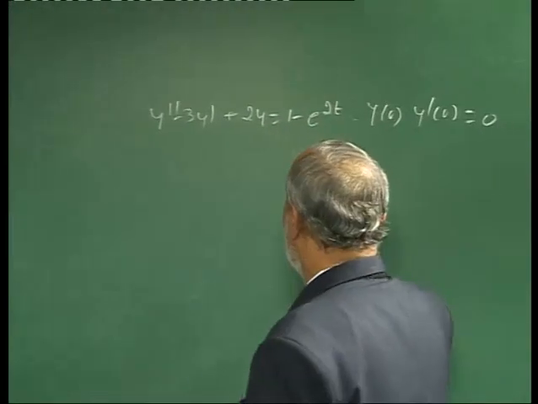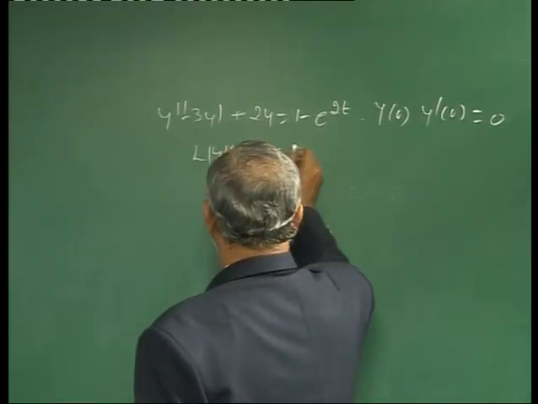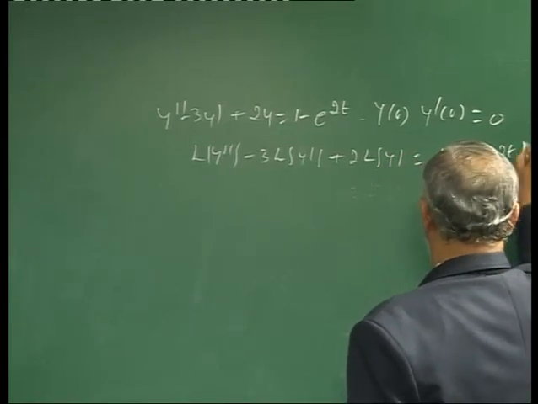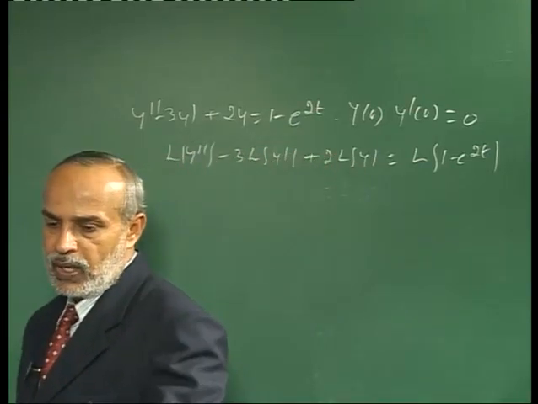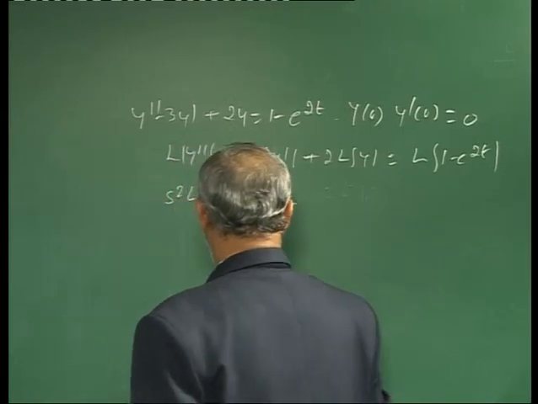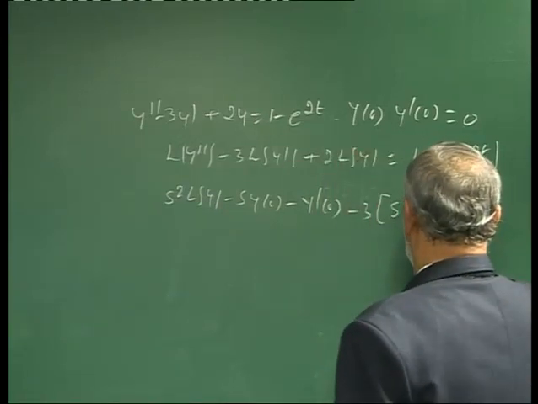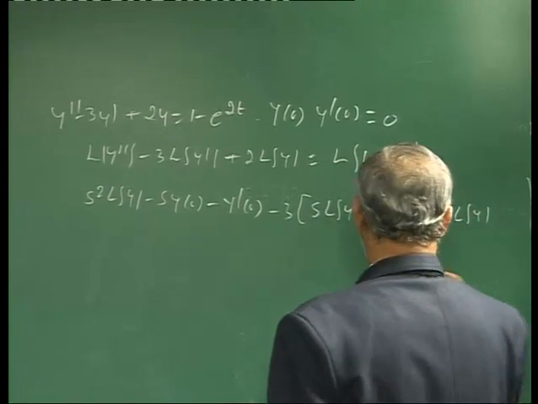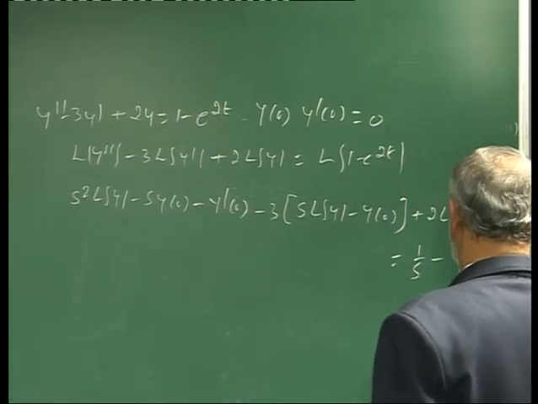Now you know, again apply the Laplace transform on both sides. What you get, L of y double dash minus 3 into L of y dash plus 2 into L of y is equal to L of 1 minus e to the power of 2t. Now you know L of y double dash can be written as S squared into L of y minus S into y of 0 minus y dash of 0, minus 3 into L of y dash means S into L of y minus y of 0, plus 2 into L of y is equal to, here L of 1 is 1 by S minus L of e to the power of 2t is 1 by S minus 2.